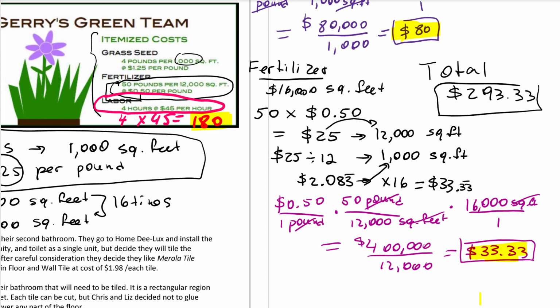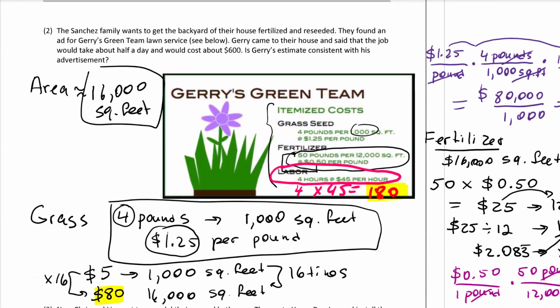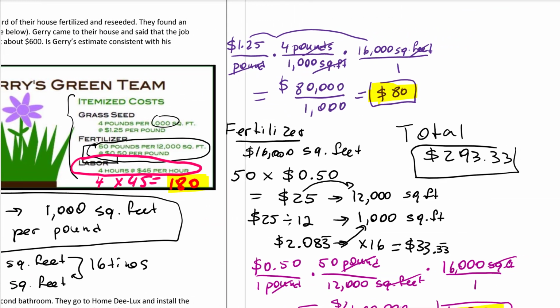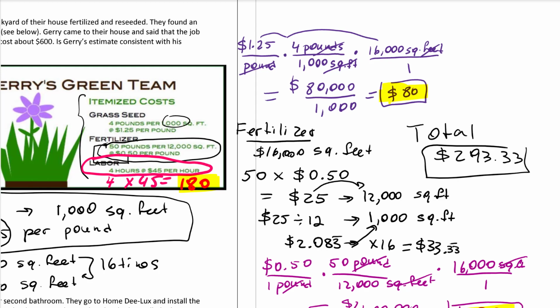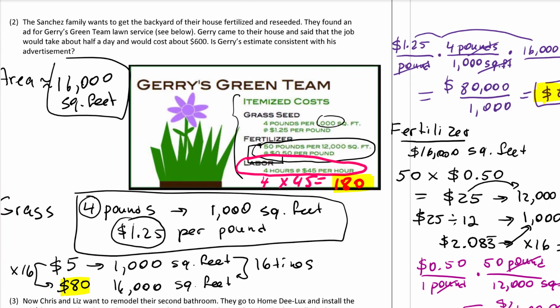$293.33. And Gary promised us that the cost will only be $600. Well, Gary's estimate is twice as much as what that advertisement is saying. So that is not honest, right? We were able to calculate this, and his estimate is not consistent with the advertisement. It should be about $300, not $600. Okay? Alrighty, let's move on.